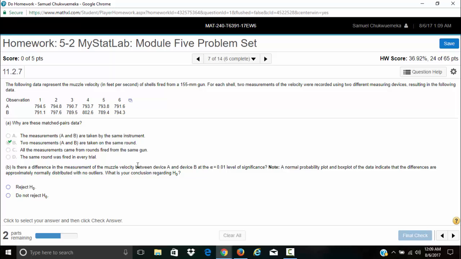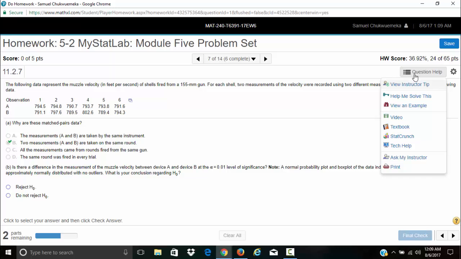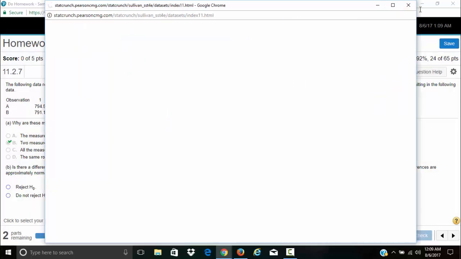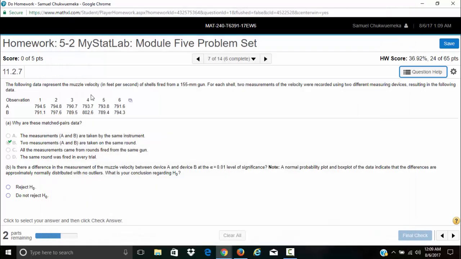They want us to state the conclusion, but we have to test it. We cannot just state the conclusion without testing it. So this is what I'm gonna do. You go to StatCrunch. Actually, don't open it here. The easiest way is you click on this here and click open in StatCrunch.